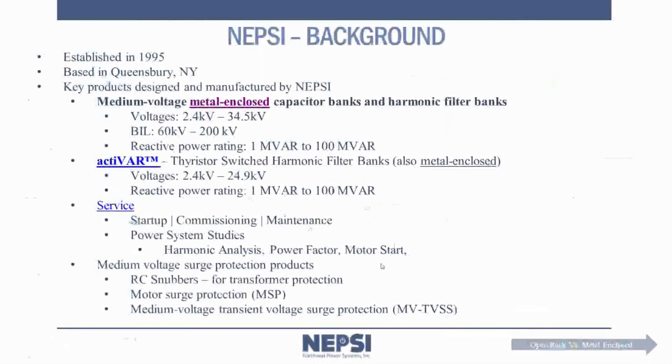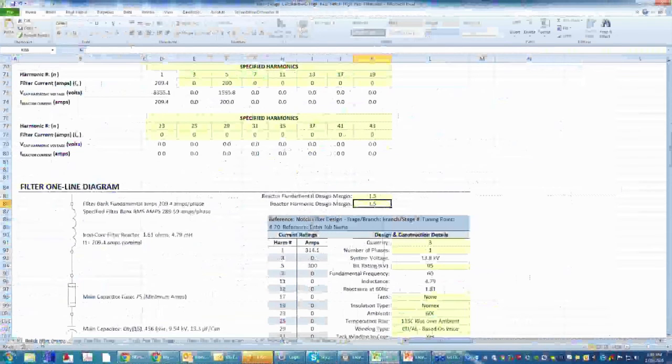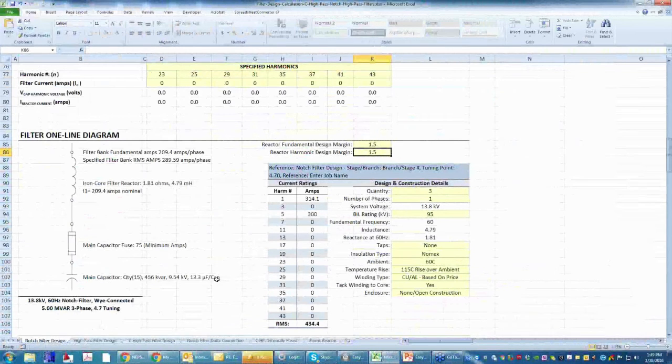So I'm going to go over the other spreadsheet real quick. Got a couple more items. So that was basically essentially what the spreadsheet, the notch filter design. What we're doing there is just coming up with all the parameters to specify the capacitor and reactor requirements, and also the fuse requirements for that filter bank.